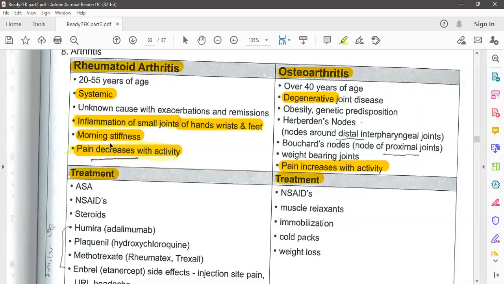So what about the treatment options? We give aspirin or NSAIDs, non-steroidal anti-inflammatory medication. NSAIDs are the primary drug therapy. Other medications we use are steroids or immunosuppressive agents like adalimumab or hydroxychloroquine.